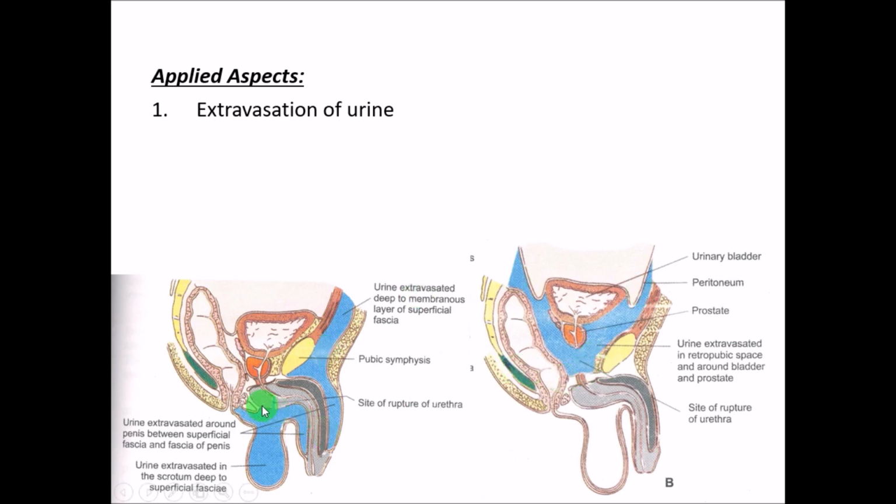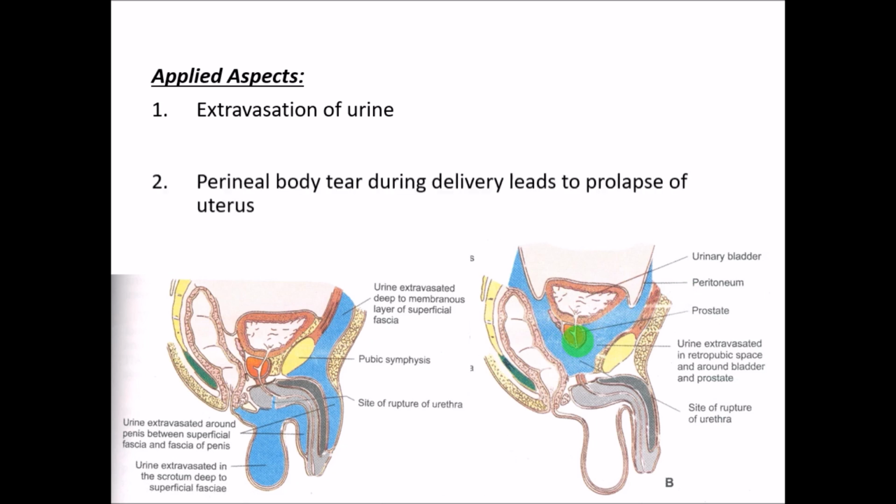But if the rupture is above, then there is extravasation of the urine in the upper part. So this is the difference between extravasation if there is a rupture below and if it is above. There is urine extravasation in the retropubic space and around the bladder and the prostate. If it is higher up, above the perineal membrane, it is around the prostate and the bladder. This is how you can differentiate the extravasation if there is a rupture of the urethra below or above the perineal membrane.